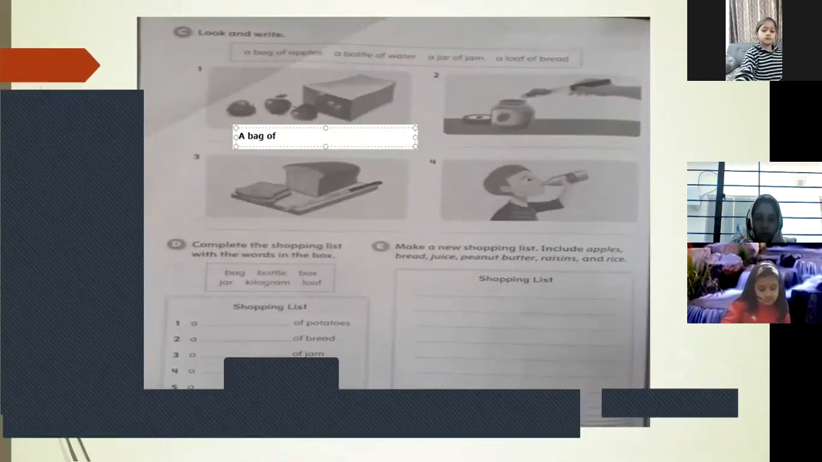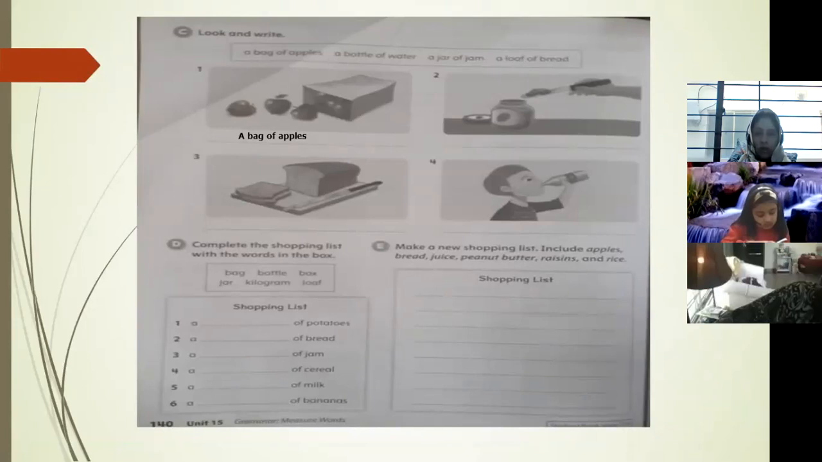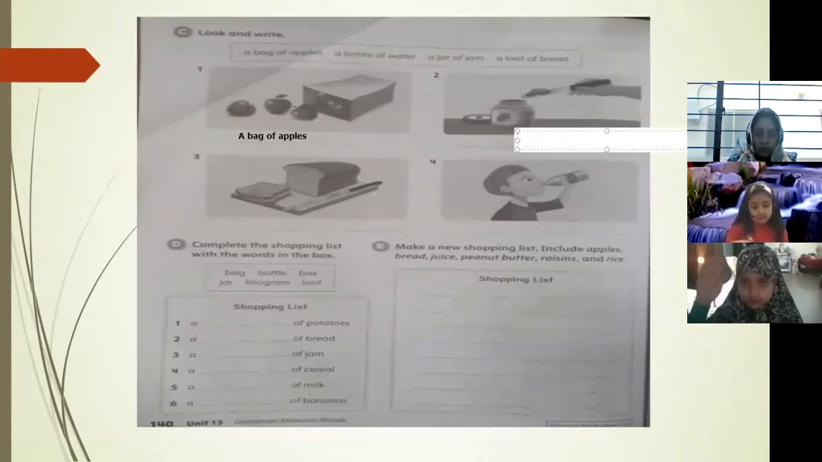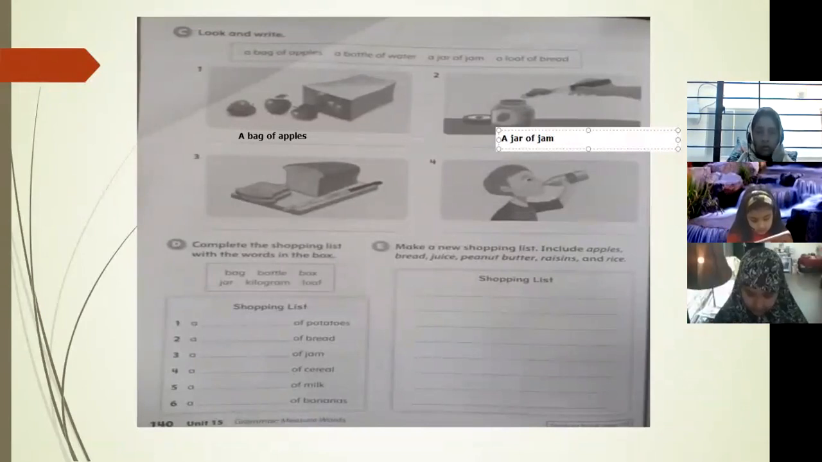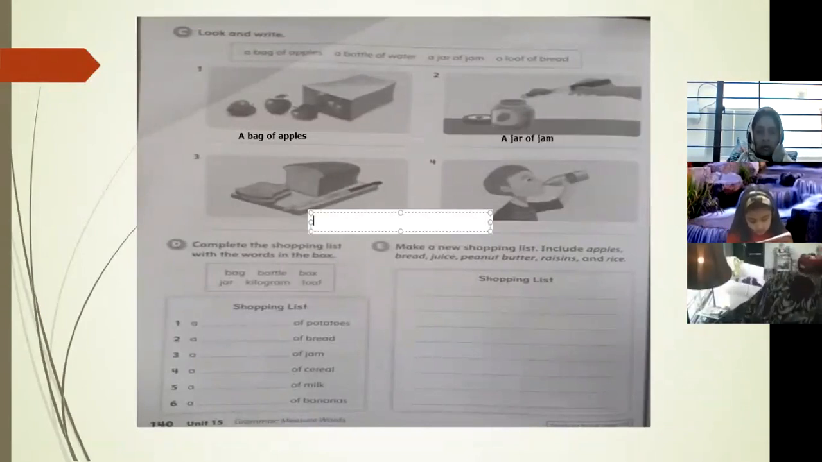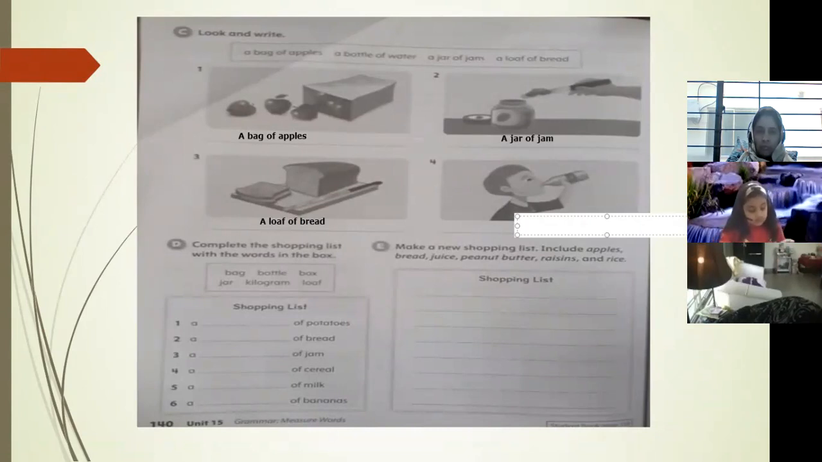Okay, write down, all of you, a bag of apples. Number two is a jar of jam. It's very simple. Number three is a loaf of bread. And number four is a bottle of water.